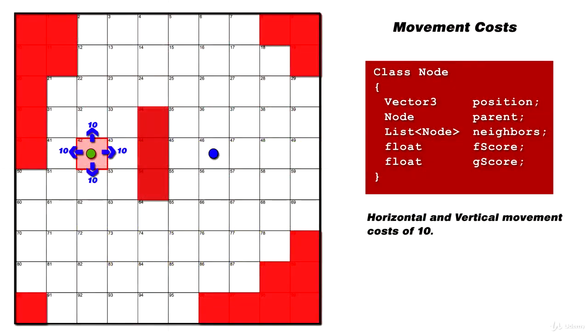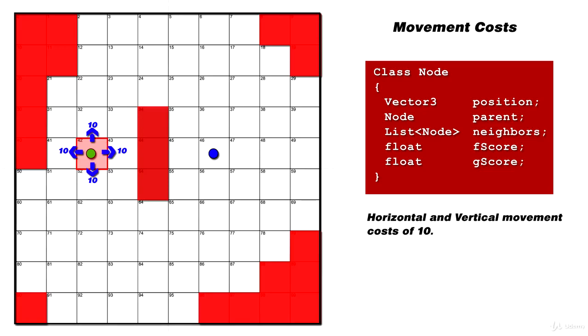Now, in our example scene, I'm going to say that a movement, either horizontally or vertically, into a neighboring node has a movement cost of 10. So why am I using a value of 10? Why not 1, for example? Well, I could, but using a value of 10 is going to allow me to deal with non-fractional numbers in this example. That's going to make it much easier for all of us to follow along.